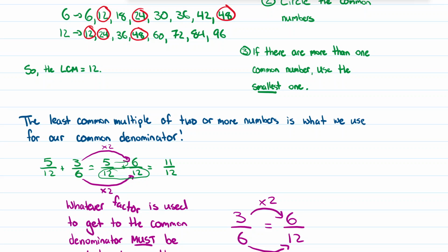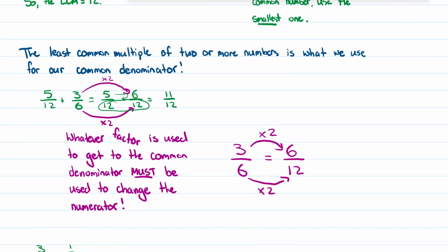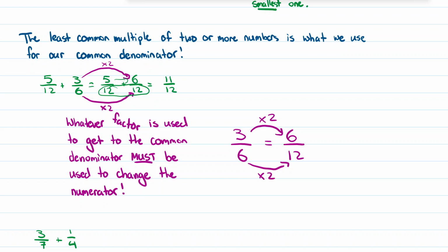So whatever factor you use to get to the common denominator, it has to be used to change the numerator. Just like we just said, we take 6, we multiply it by 2. We've got to do the exact same thing to that 3. We need to multiply it by 2 as well.